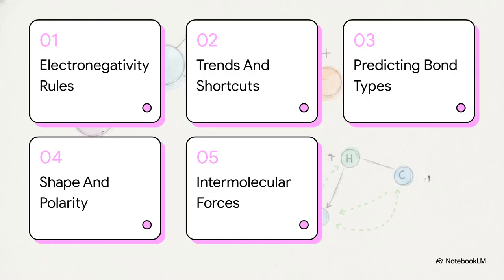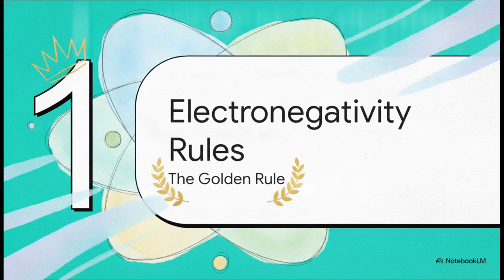Here's our study checklist for today. We'll be hitting the electronegativity rulebook, running through periodic trends and shortcuts, predicting bond types, mapping out molecular shape and polarity, and capping it off by mastering intermolecular forces. Okay, let's kick things off with Section 1, the Electronegativity Rulebook. We're starting with the absolute golden rule of this entire module.